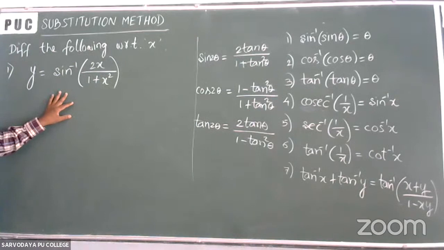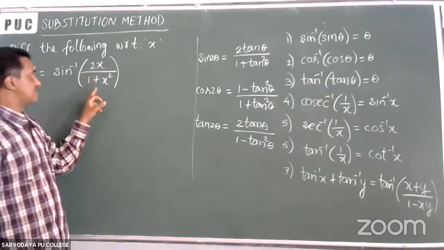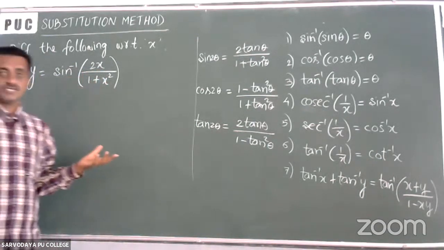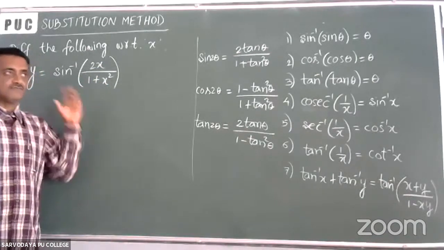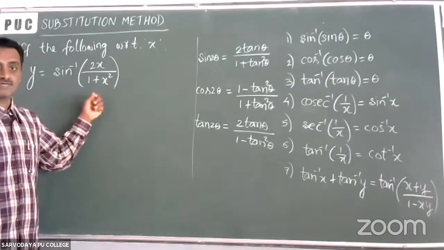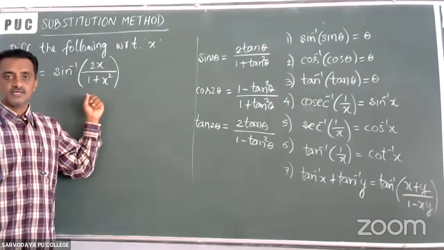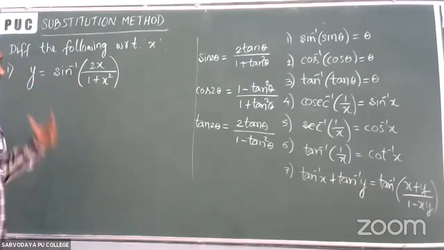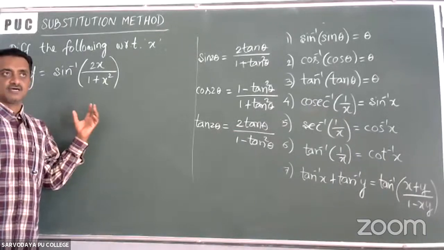y is equal to sin inverse of 2x divided by 1 plus x square. This can be easily solved in two ways. One, we apply the inverse trigonometric functions concept, and directly write this as 2 tan inverse x, if you are well versed with it in inverse trigonometric functions.